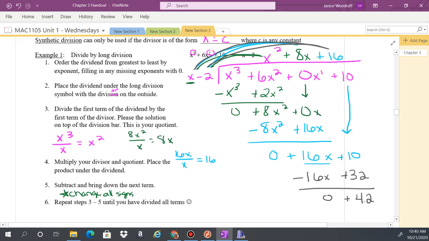Now I'm done there because I can't do 42 divided by x. Okay, so this is my remainder. In elementary school, you always wrote R42, right? Well, now you're just going to write it like this. You're going to write it as a plus, and then you're going to write your remainder over your divisor, so over x minus 2. So my answer is right here. It's x squared plus 8x plus 16 plus 42 over x minus 2.